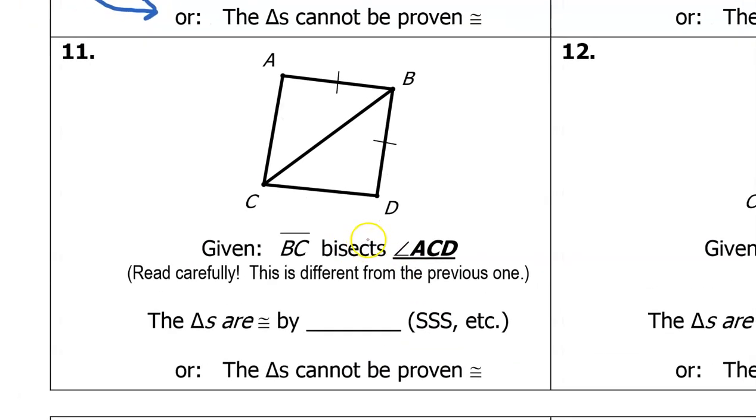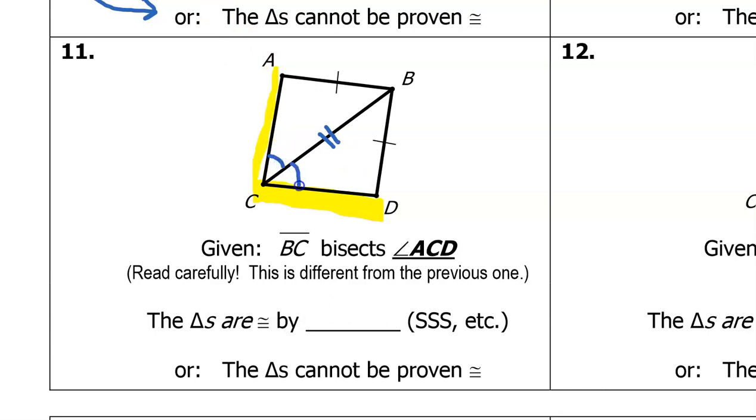Okay, look at problem number 11. Go ahead and mark the shared side as congruent. What else do we have? We are given that BC bisects angle ACD. All right, ACD goes from A to C to D. Bisect means cut in half, so that means that this side is congruent to this side.